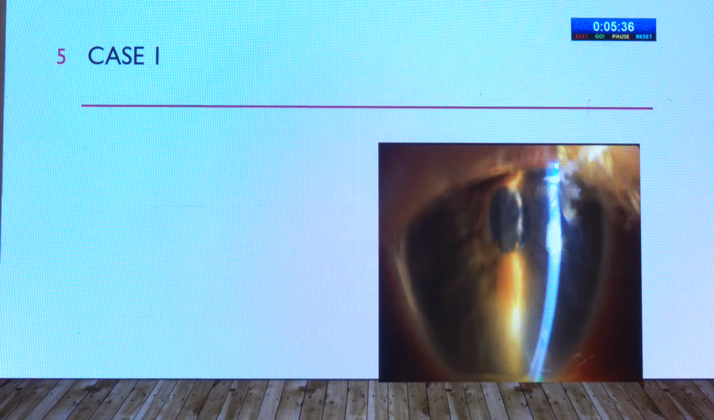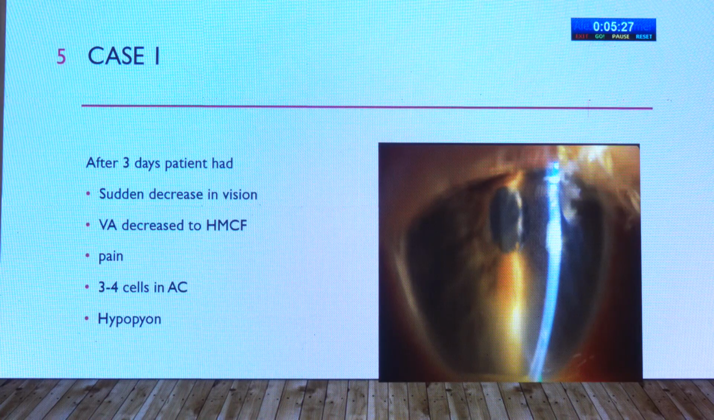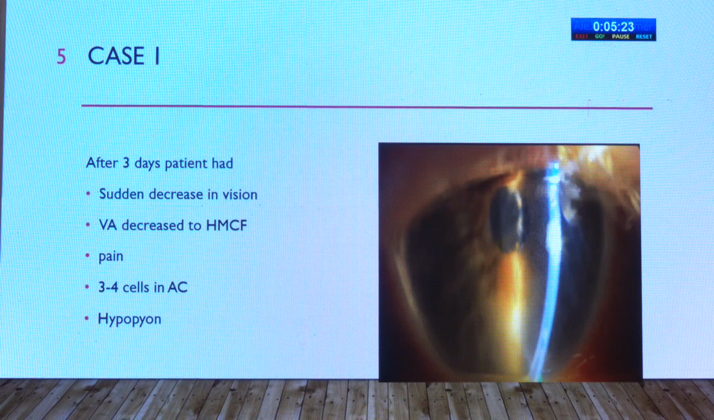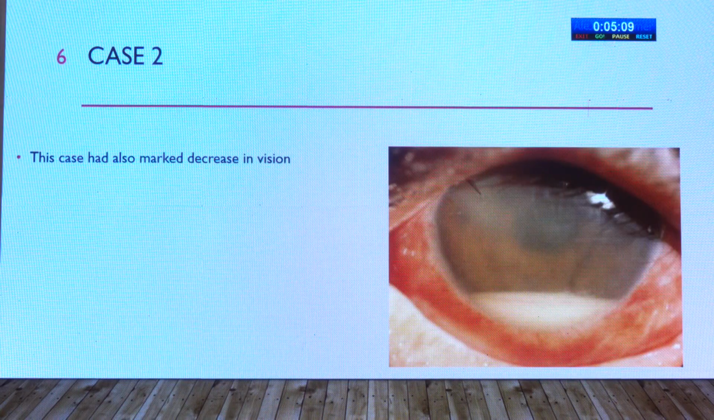Here I am going to discuss a few cases which have been referred to us. The surgery had been done somewhere else. According to the surgeon, the surgery was uneventful, but when the patient was referred to us, there was a certain decrease in vision. Visual acuity decreased to hand movements close to face. There was severe pain, 3 to 4 cells in the AC, plus a streak hypopyon in the anterior chamber. This is case 1.